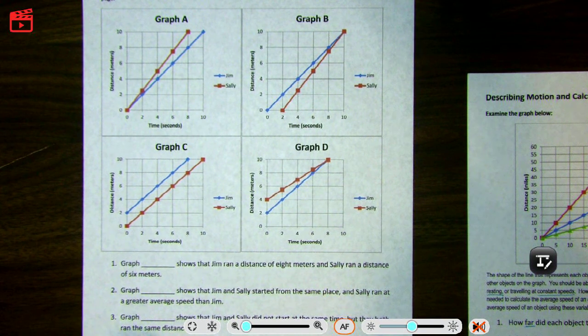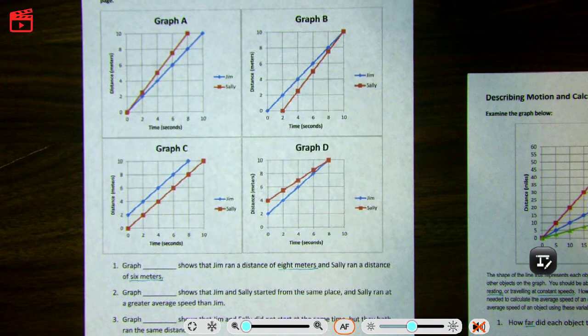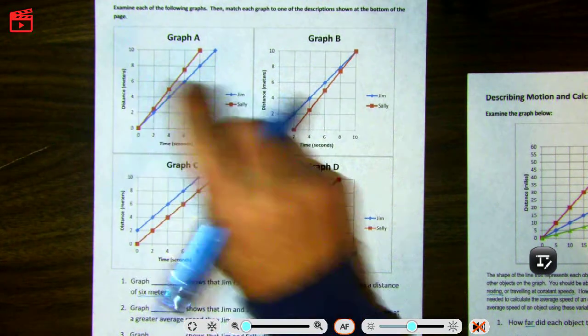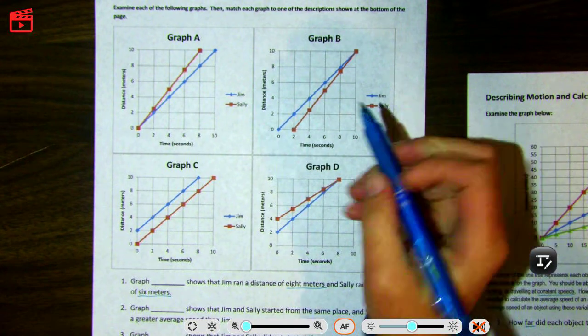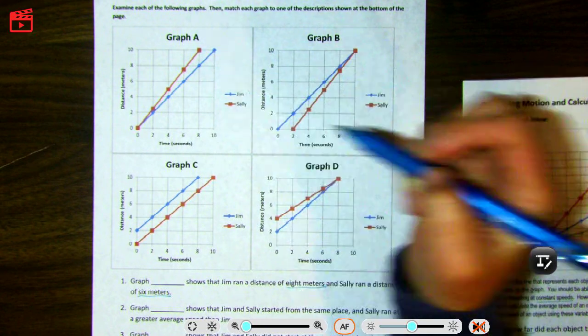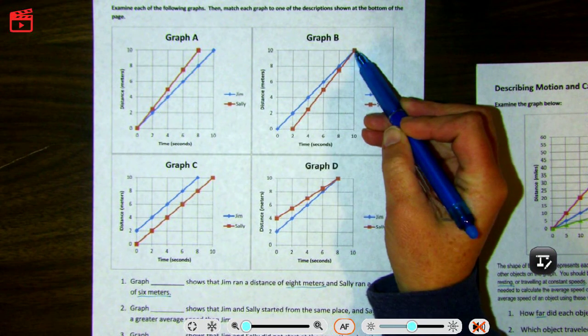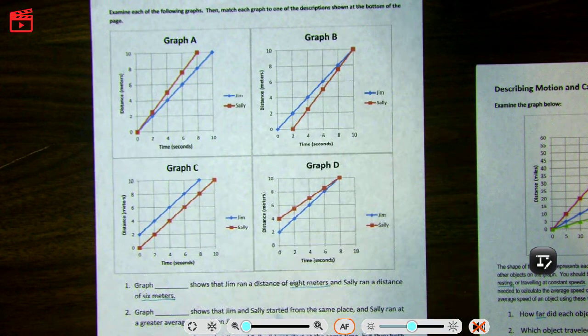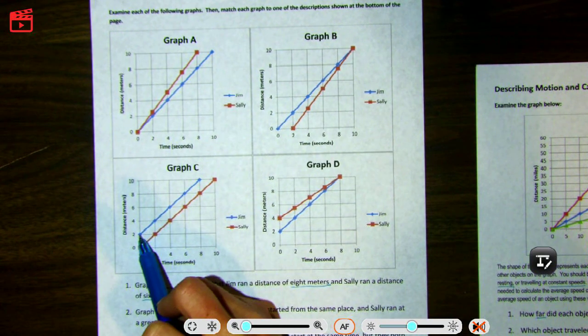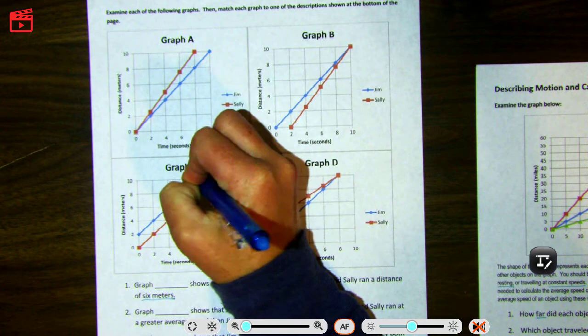So graph blank shows that Jim ran a distance of 8 meters and Sally ran a distance of 6 meters. Okay, so the first thing we need to do is look at distance, right? And Jim, he's our blue, and we need him to go 8 meters. So if we look at this one, he started at 0 and went all the way to 10. So he went 10 meters. That's not our graph. Here, Jim again is blue, 0 to 10. He went 10 meters. We need him to go to 8, right? So here, Jim started at 2, and then he went to 10. So 10 minus 2 would leave us 8, right? So he went 8 meters right there.